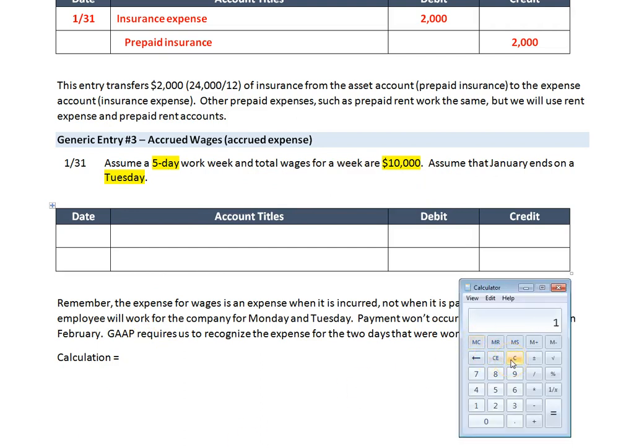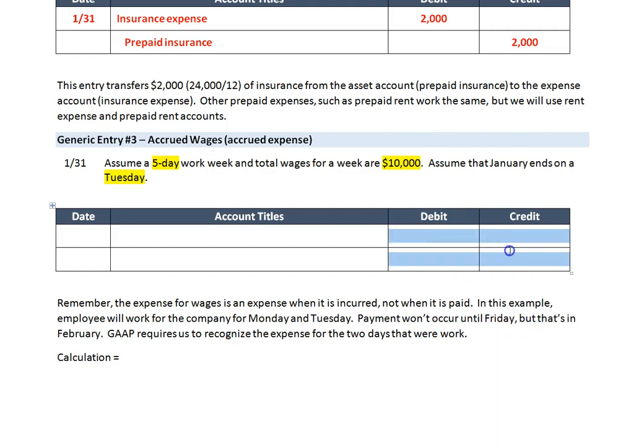We got 10,000 total. We're going to divide that by 5. That's how much they're getting paid per day. They're getting $2,000 per day. So they're going to get $2,000 for Monday and then another $2,000 for Tuesday. So we're going to multiply it by 2. And 4,000 is the amount we need to accrue for.